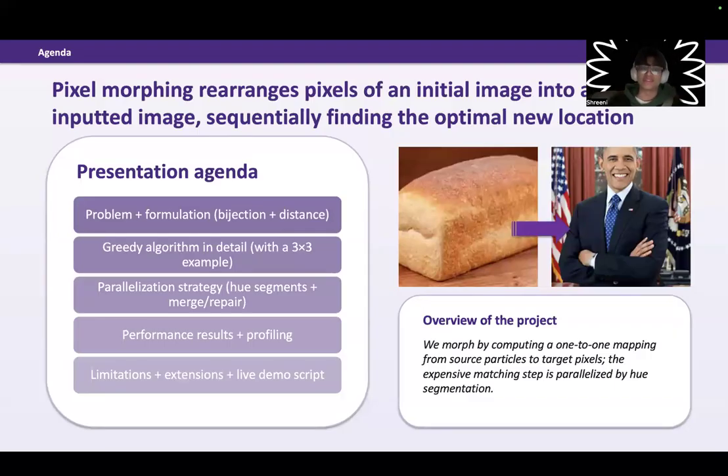Before I explain the algorithm and the actual math behind everything, the general idea was inspired by an Instagram reel I saw, where someone uploaded a picture of a piece of bread, and then pixel by pixel, it transformed into a picture of Obama. I think it was pretty funny. And I was like, okay, I wonder what the algorithm that creates that is.